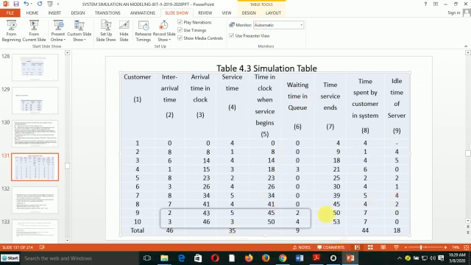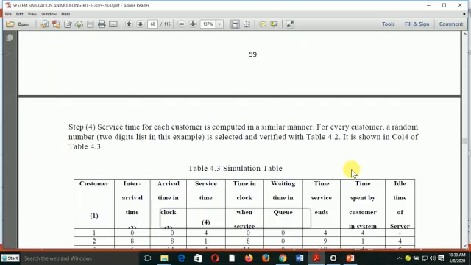Okay, we are now at the service time in column 4. In column 4, we proceed in the same manner. It means that for every customer, a 2-digit random number in the list will be selected, and we are going to verify it with table 42. Table 42 is the service table.